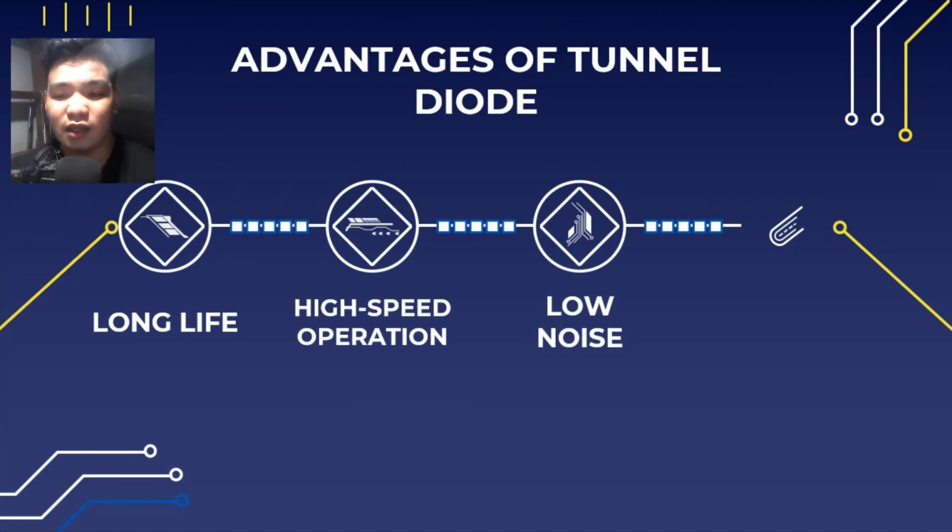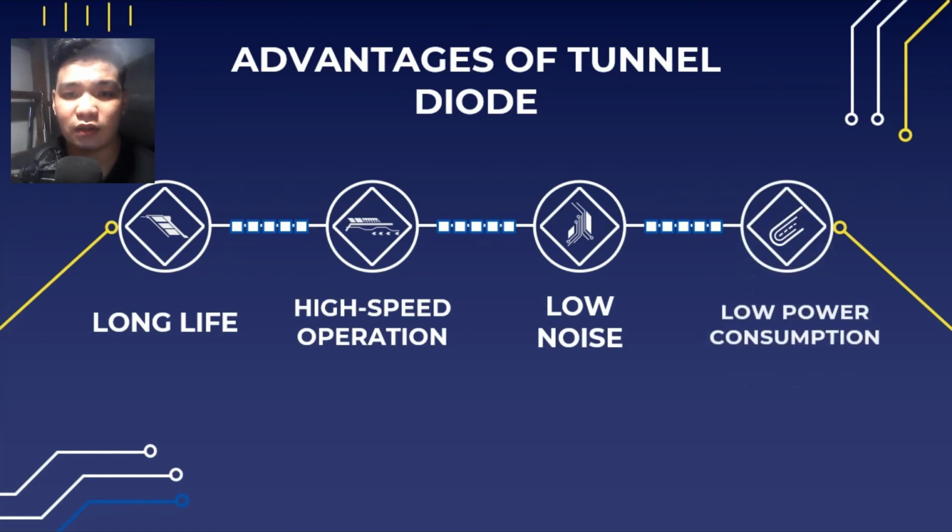And for the third one, it has low noise. What do we mean by low noise? It amplifies the circuit, which is directly proportional to conducting the negative resistance of the current, with the operating point at a negative resistance proportion. So it doesn't make a lot of noise if we use the tunnel diode, and it also has lower power consumption. Unlike other diodes, which use a lot of power to work, the tunnel diode doesn't use that much power.